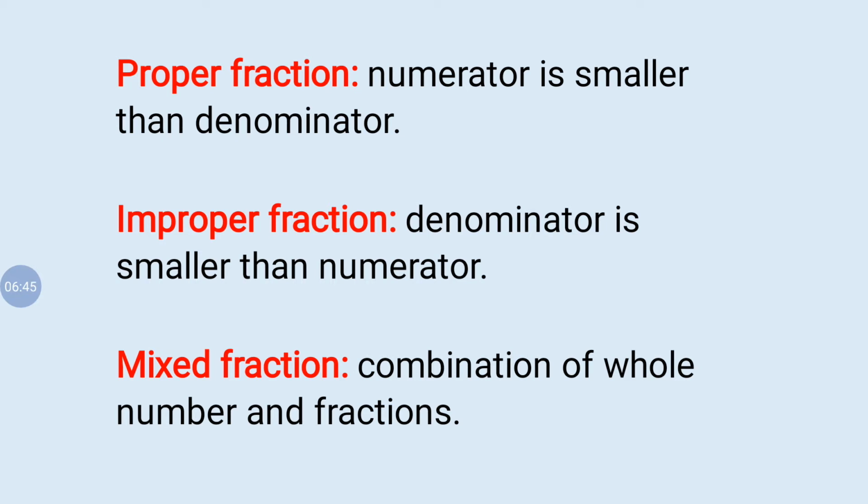Combination of a whole number and a fraction is called a mixed fraction. For example, 5 7 by 9 is called a mixed fraction. So proper fraction: numerator is smaller than the denominator. Improper fraction: denominator is smaller than the numerator. Mixed fraction: combination of a whole number and a fraction.